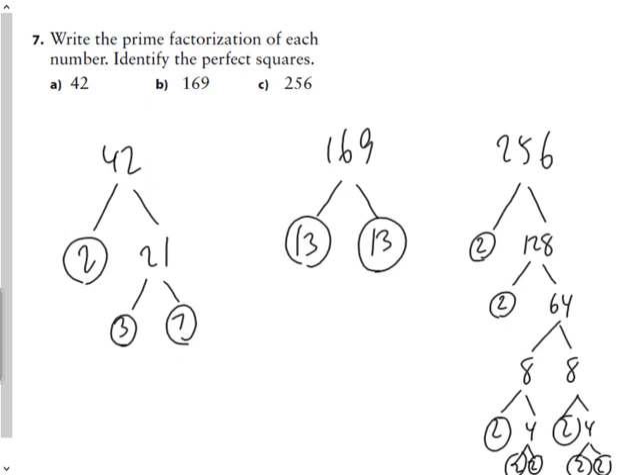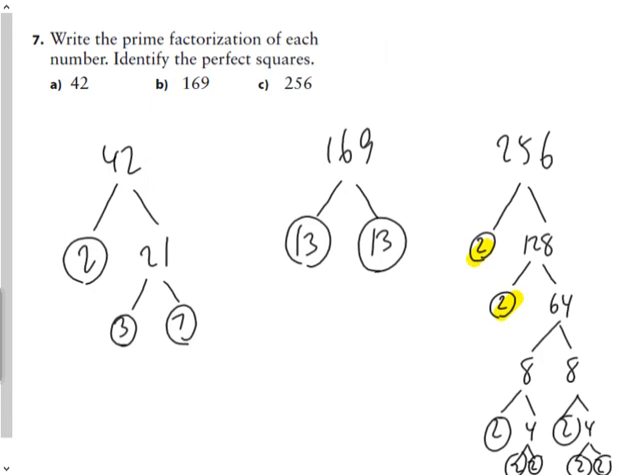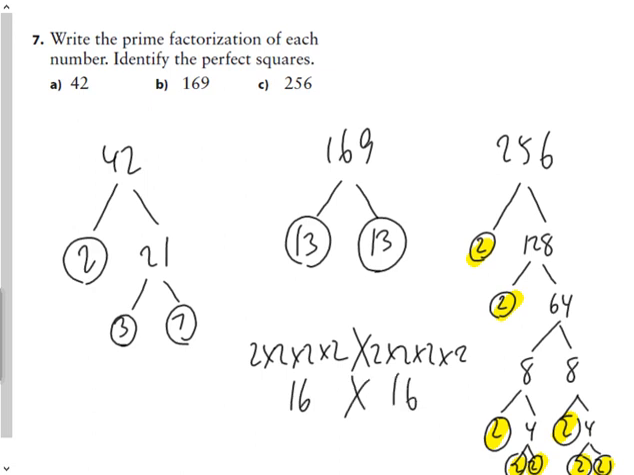So when I prime factorize 256, I have, and I'll use my highlighter here, 1, 2, 3, 4, 5, 6, 7, 8 2's that multiply together, or 2 times 2 times 2 times 2 times 2 times 2 times 2 times 2. There's my 8 2's. Or 16 times 16, which means that yes, it's a perfect square, and it also means that the square root of 256 is 16.